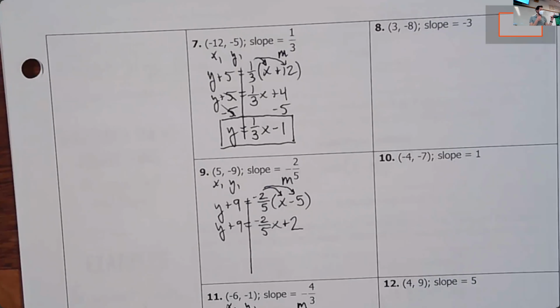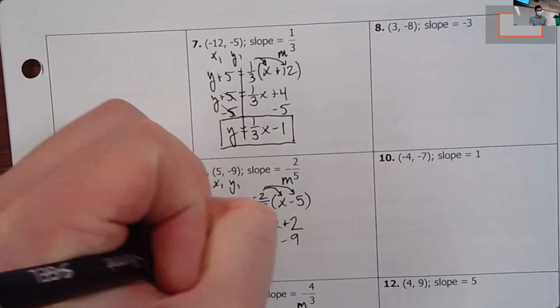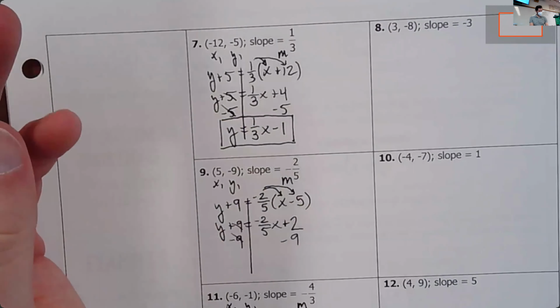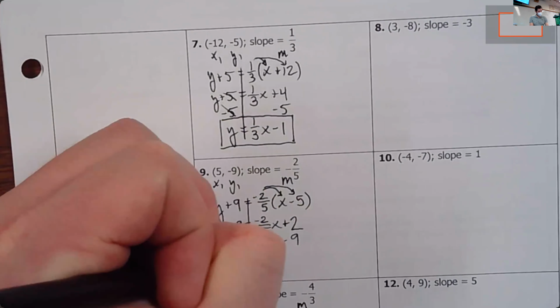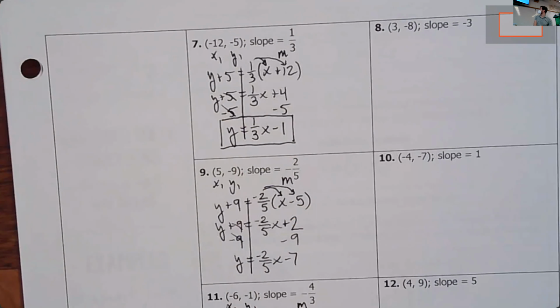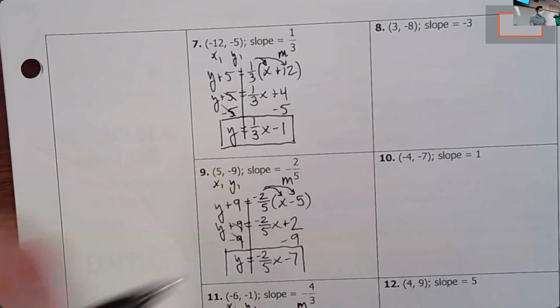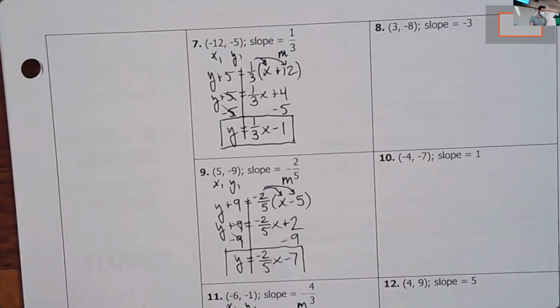Now the second step, we have to get rid of this plus 9 over here with this y. So that means we're subtracting 9 from both sides. And that will give us y equals negative 2 over 5x. 2 minus 9 is negative 7. So minus 7. So our answer for number 9 is right here. Y equals negative 2 over 5x minus 7. Are there any questions about number 9 before we take a look at number 11?